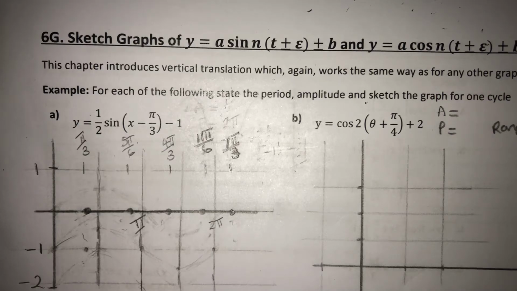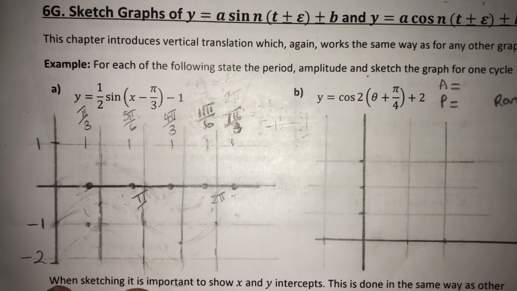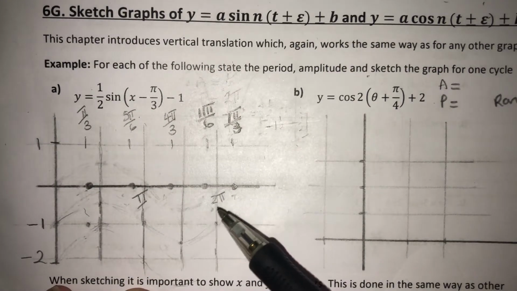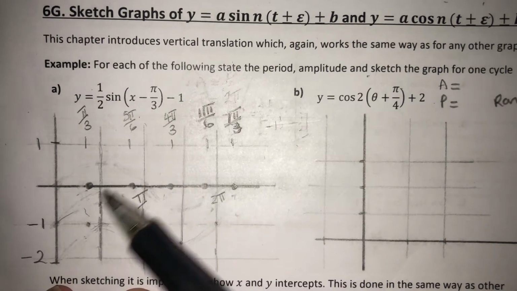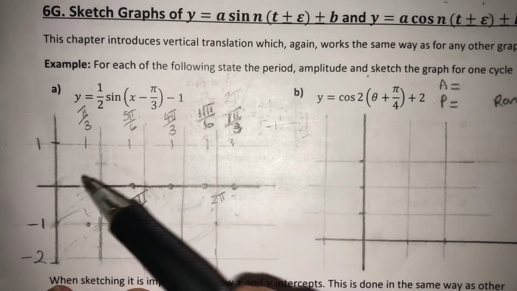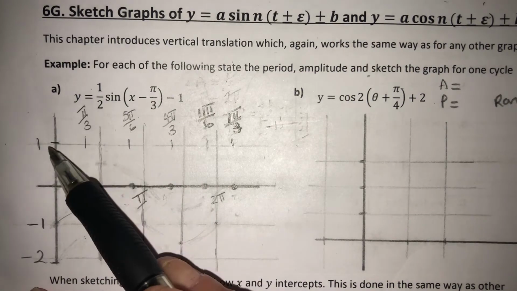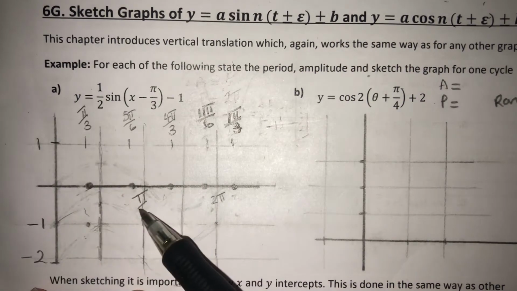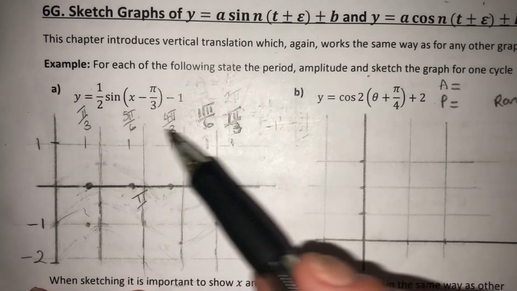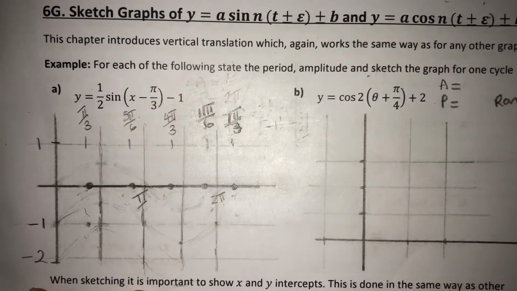Okay, now we're up to 6G, sketching graphs with vertical shift. Last time we did horizontal shift, and now we're going to do vertical shift, so adding it all together. If you'd like to draw this and press pause, I can just see the outline of a shape. You don't need the shape yet, you just need the axis going from 1, -1, -2. This is pi, 2 pi, and we can go over these once you come back to me.